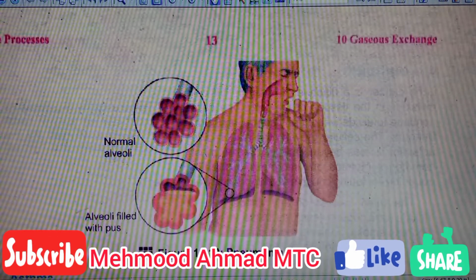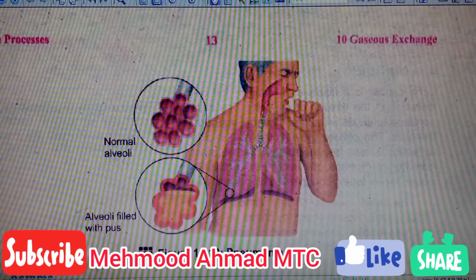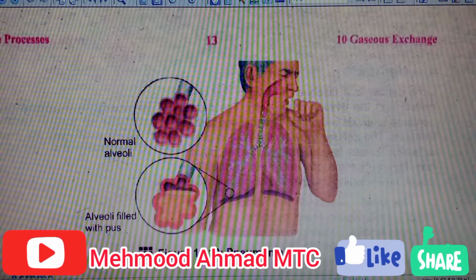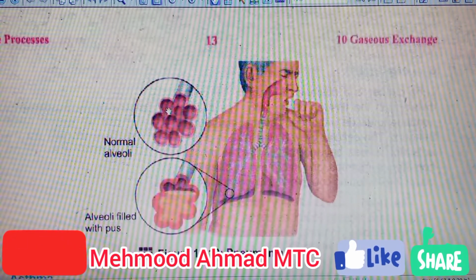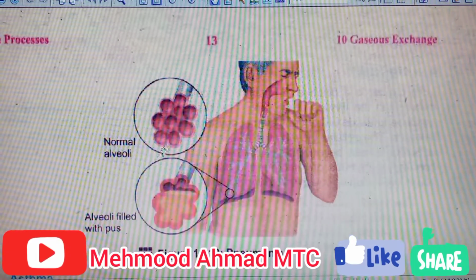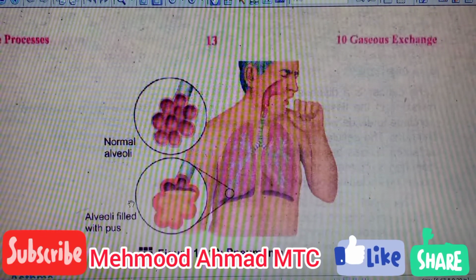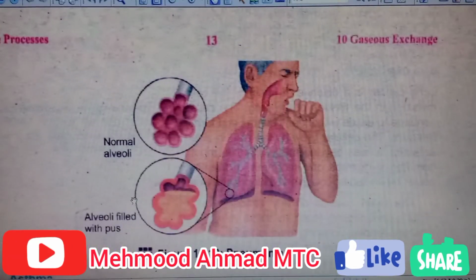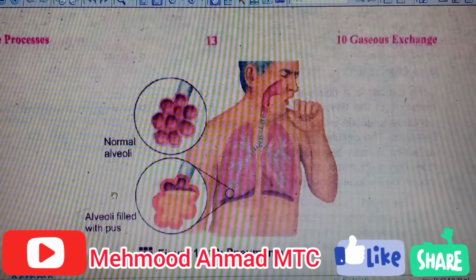Students, this is the diagram or picture of a pneumonia patient. The alveoli are filled with pus or mucus. This is the normal alveoli and this one is the pus-filled alveoli. This is a disease in which the patient suffers a lot.